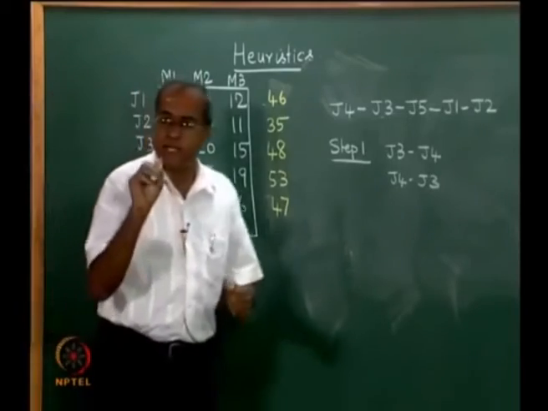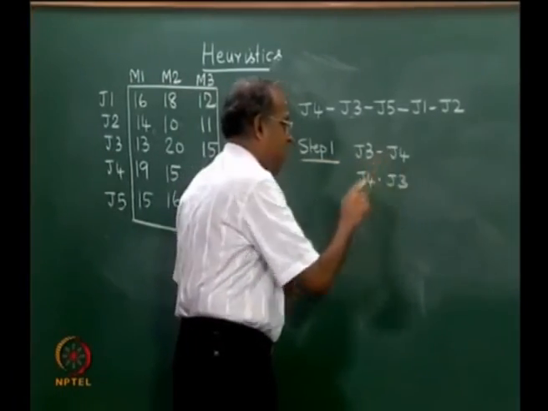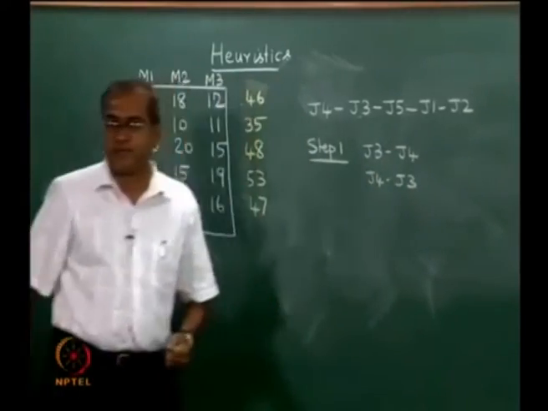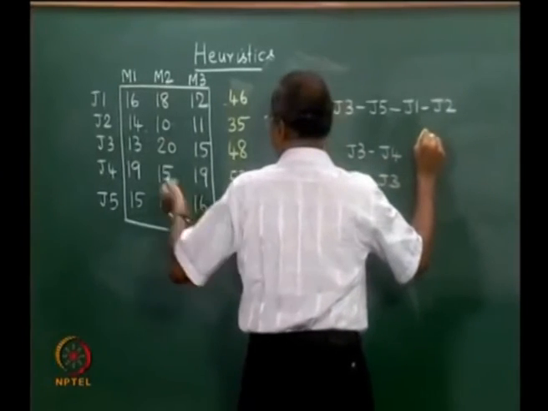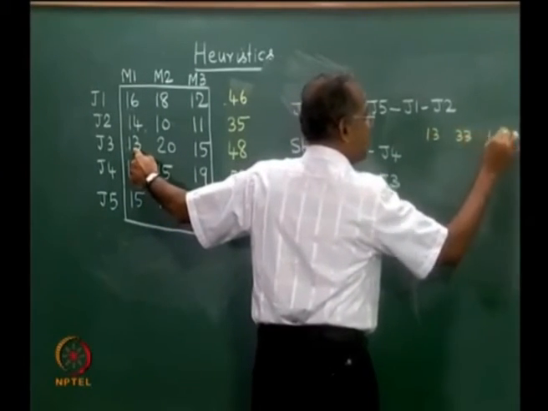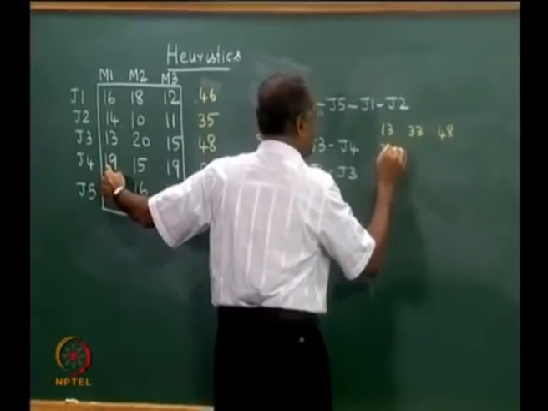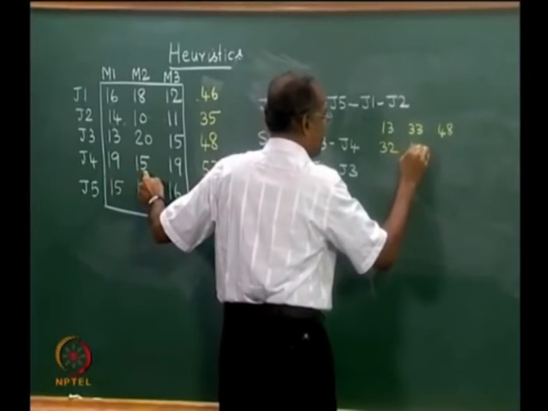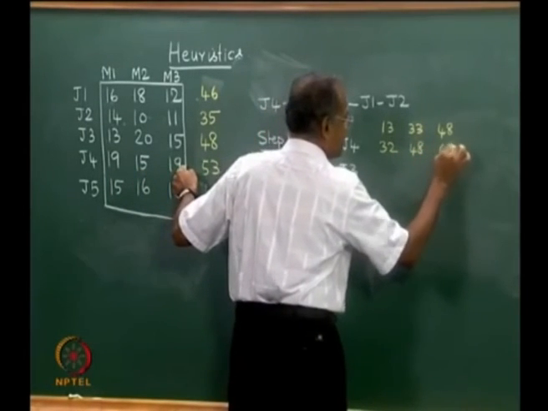Now, find out the makespan for the partial sequences J3 J4 and J4 J3. Let us just do that. So, for J3 J4 it will be 13, 33, 48, J4 is 13 plus 19, 32, 33 plus 15, 48, 48 plus 19, 67.